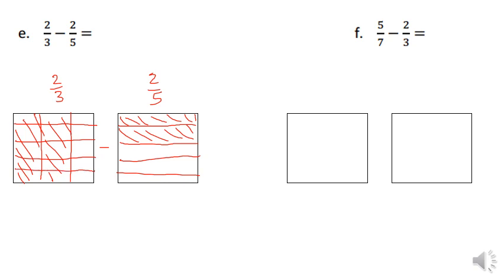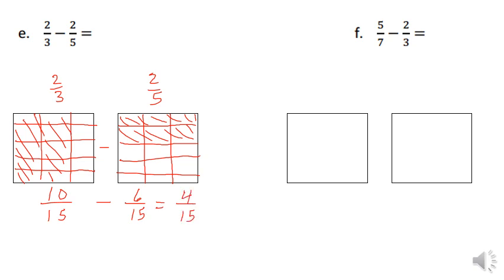And over here we're going to combine our thirds with our fifths. Now we can see we have 1, 2, 3, 4, 5 tall by 3, so our common denominator is 15. We have 10 out of 15 shaded. Minus here we have 6 out of 15 shaded. When we subtract them, we're going to get 4/15.